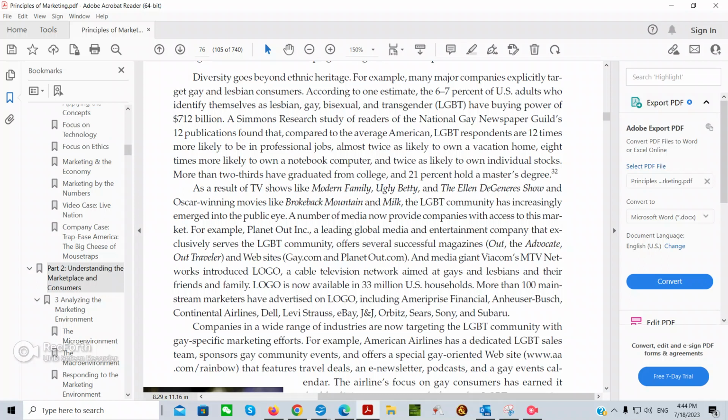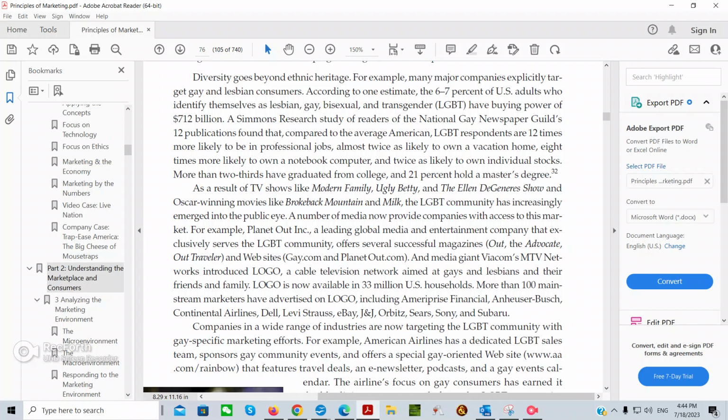Diversity goes beyond ethnic heritage. For example, many major companies explicitly target gay and lesbian consumers. According to one estimate, 6% to 7% of U.S. adults identify themselves as lesbian, gay, bisexual, or transgender, which is known as LGBT, and have buying power of $712 billion.